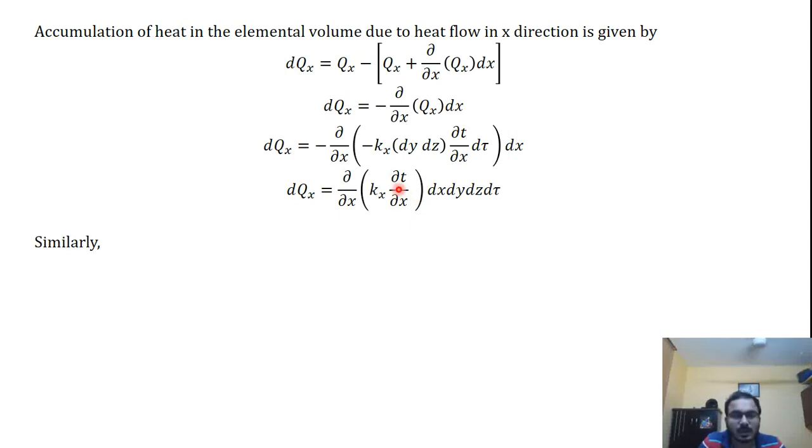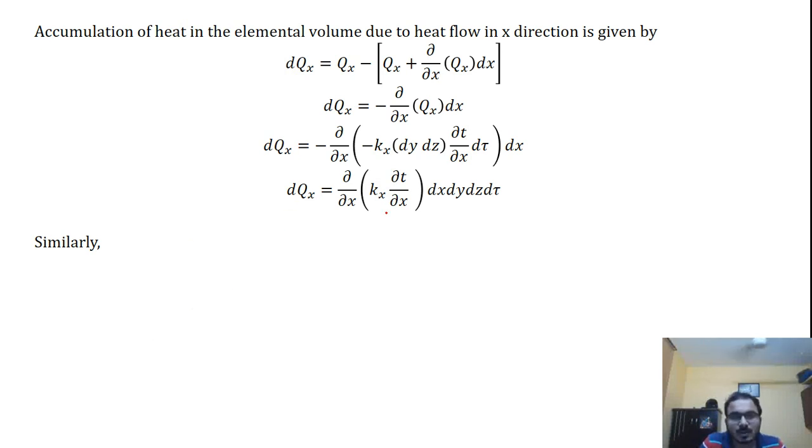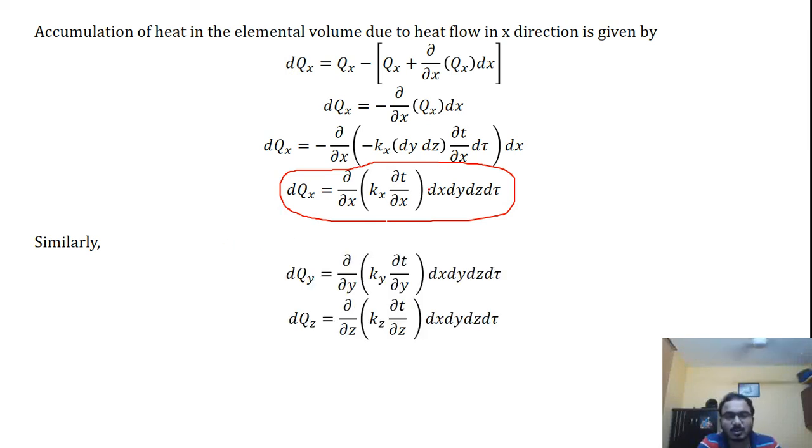So this formula is for the x direction. Similarly, we can write the same formula for y direction and z direction also. We have simply copied this and changed x to y and x to z. So we are obtaining this equation. So these are heat accumulation in the y direction and z direction respectively.